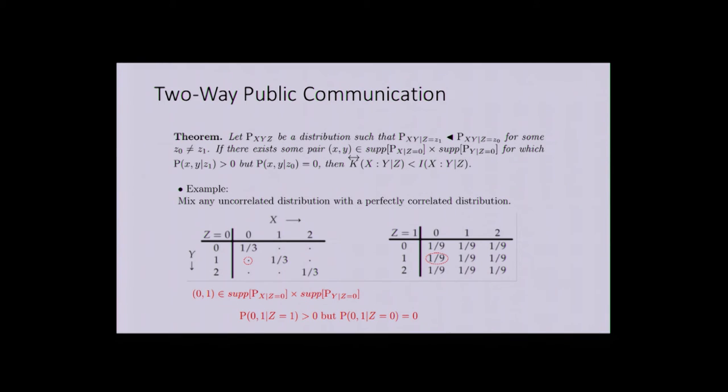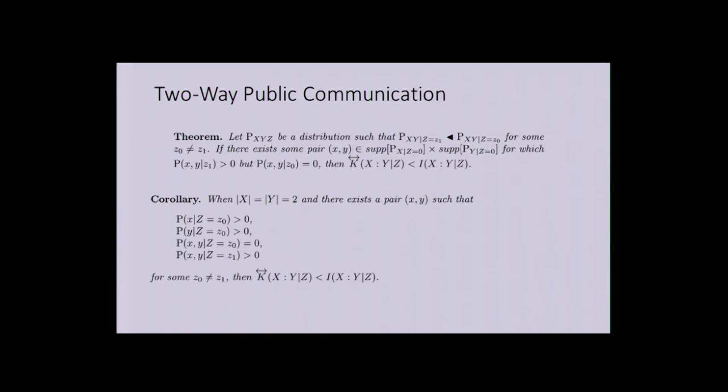And so in this particular example, you can always find a hole when it has this form of a correlated distribution with an uncorrelated one. And so this is sufficient using our theorem to show that the two-way capacity is less than the conditional mutual information.